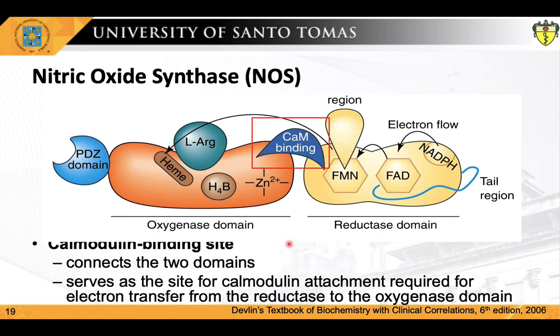Additionally, the nitric oxide synthase contains a calmodulin binding site. This site connects the oxygenase and reductase domains. Functionally, this site serves as a site for calmodulin attachment required for the conformational changes needed for the activation of the whole nitric oxide synthase complex.